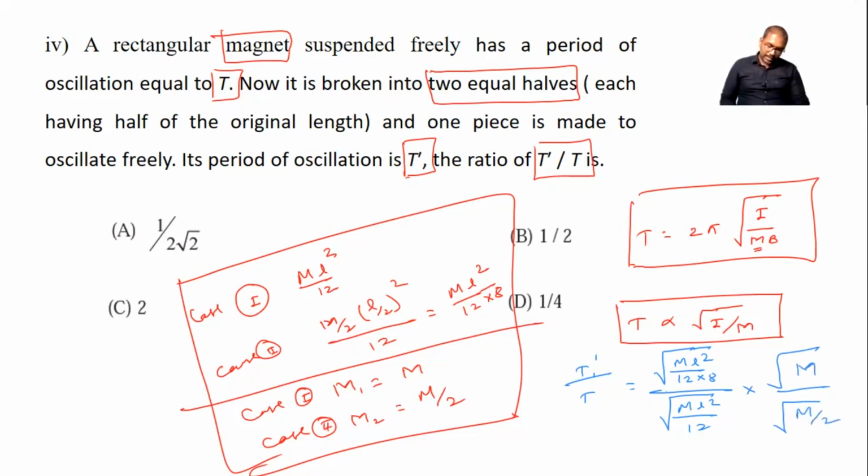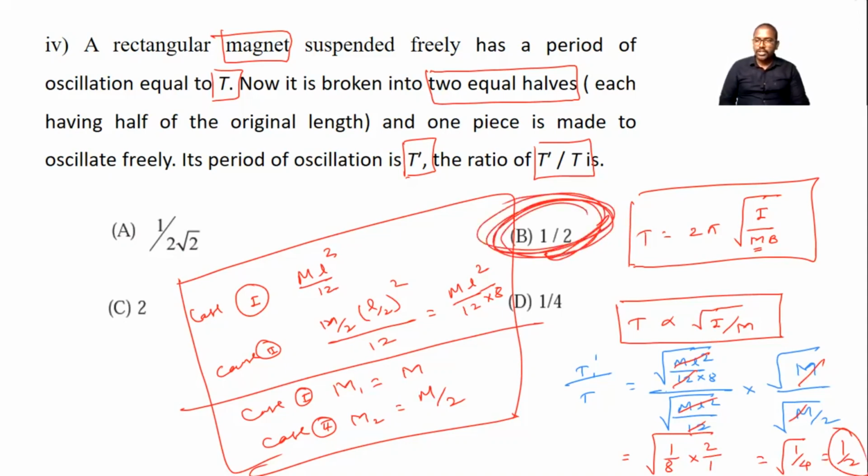Now let me cancel the things and we get the final answer. m L square gets cancelled, and the common factors get cancelled. So what we get here is root of 1 by 8, and here we get 2 by 1. So in root we get 1 by 4, which means 1 by 2. So 1 by 2 is the answer, and it is written in option B. So option B is the right answer for this question.